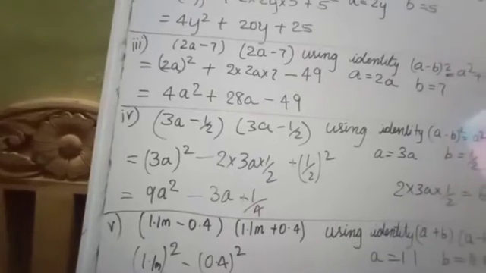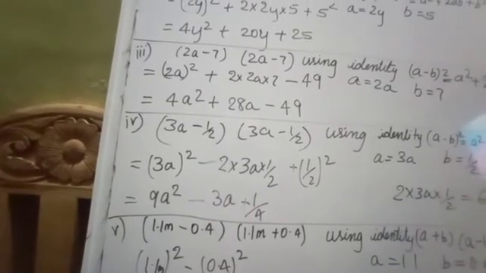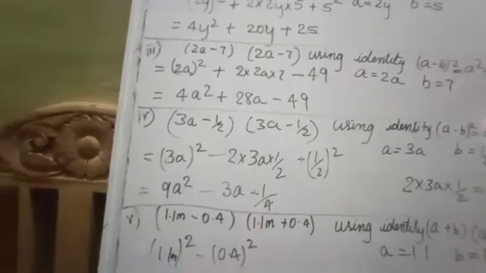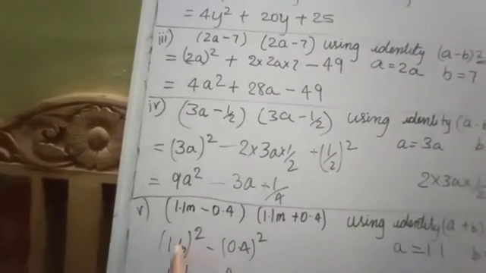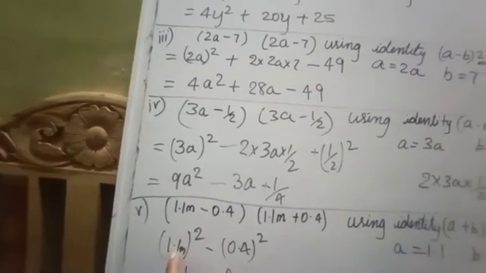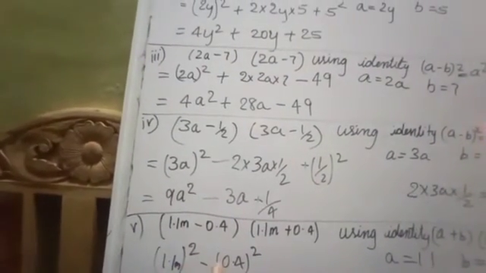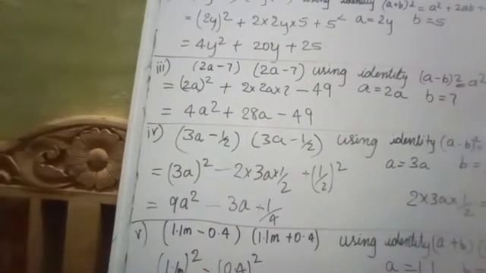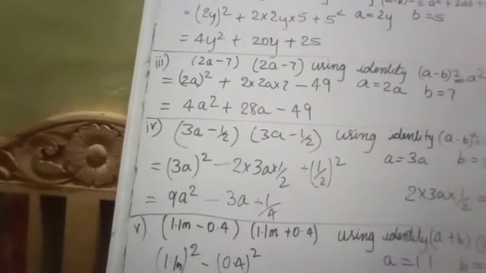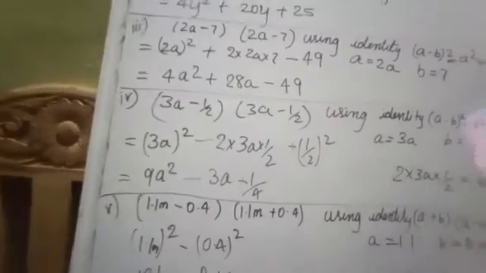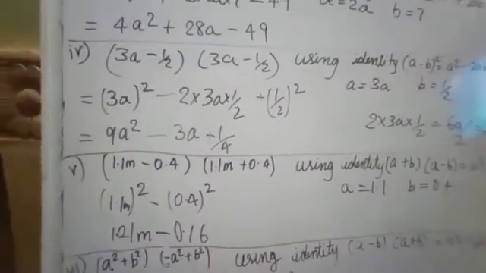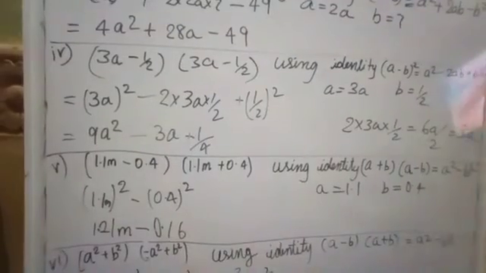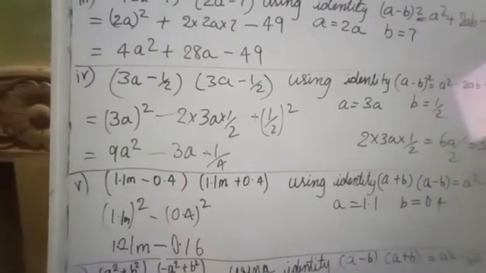So what is the answer for this? 11 square is 121, 4 squared is 16. According to the decimals, when we multiply we are getting 2 decimal places, that is the main thing: 1.21m square minus 0.16. Now the next one is (a square + b square)(-a square + b square).